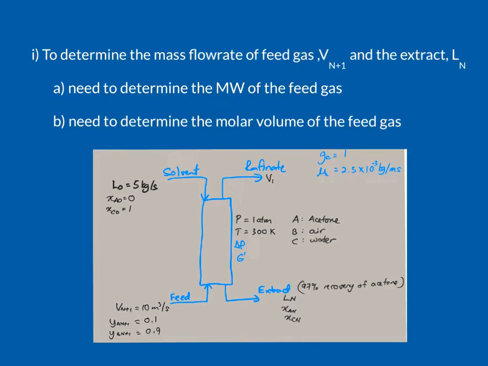So, in order to determine the mass flow rate of the feed gas and the extract, we need to do 2 steps. A, we need to determine the molecular weight of the feed gas. Next, we need to determine the molar volume of the feed gas. Based on the schematic diagram and all the data given here, we can proceed to find the molecular weight of the feed gas.